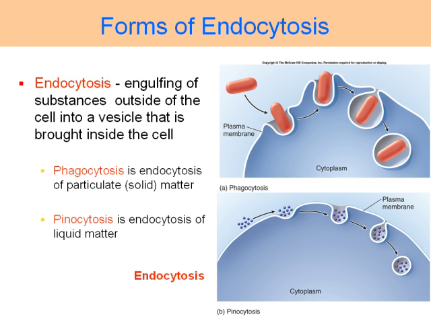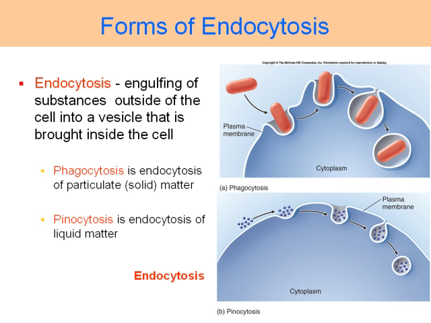Ultimately, you're going to have an invagination of the plasma membrane that eventually will pinch off. And then you're going to have a vesicle surrounding that particulate matter inside of the cell. And that vesicle will then travel wherever it needs to go inside the cell to be used for its particular function. The same thing occurs with pinocytosis.